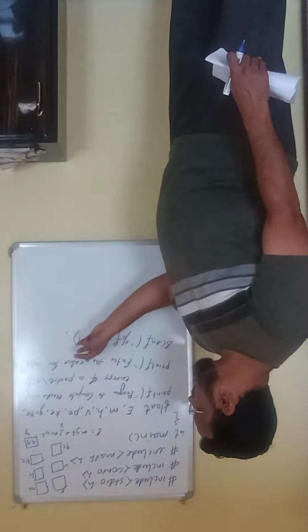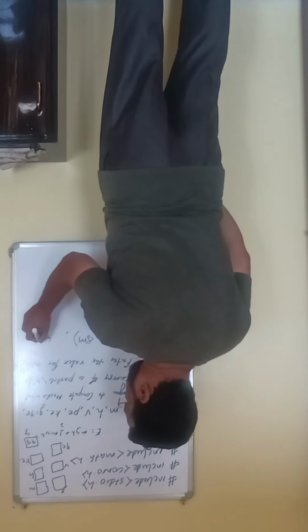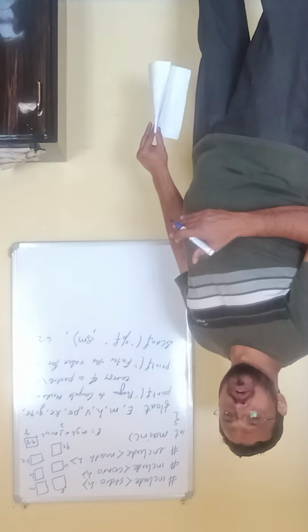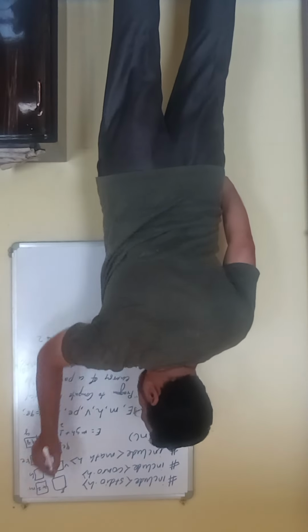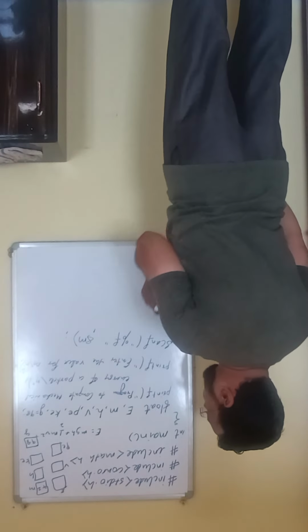So when the user enters this, he may enter a value like 4.2. After this particular line, he may enter the value as 4.2. So this 4.2 will be stored in this m. So now the m value we have added.